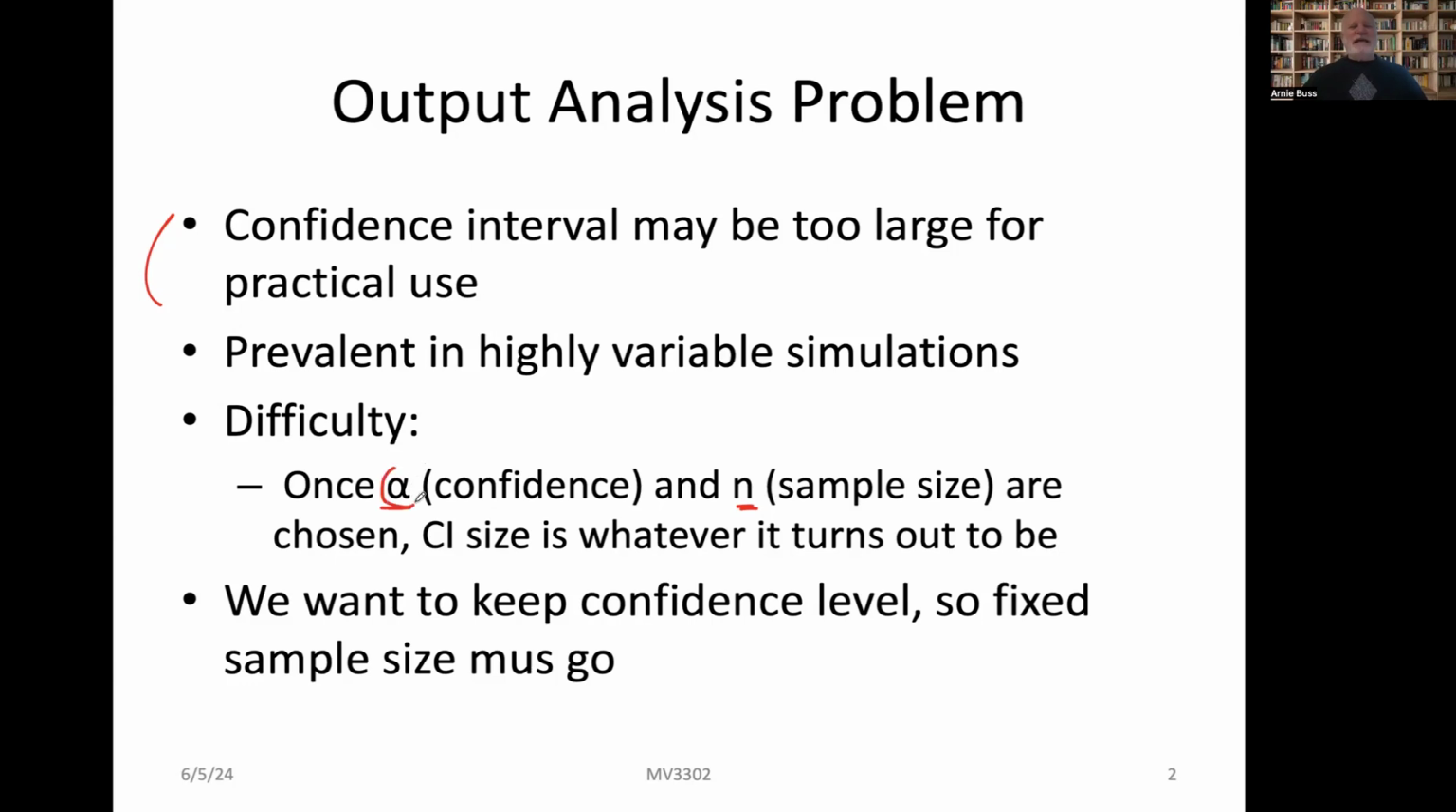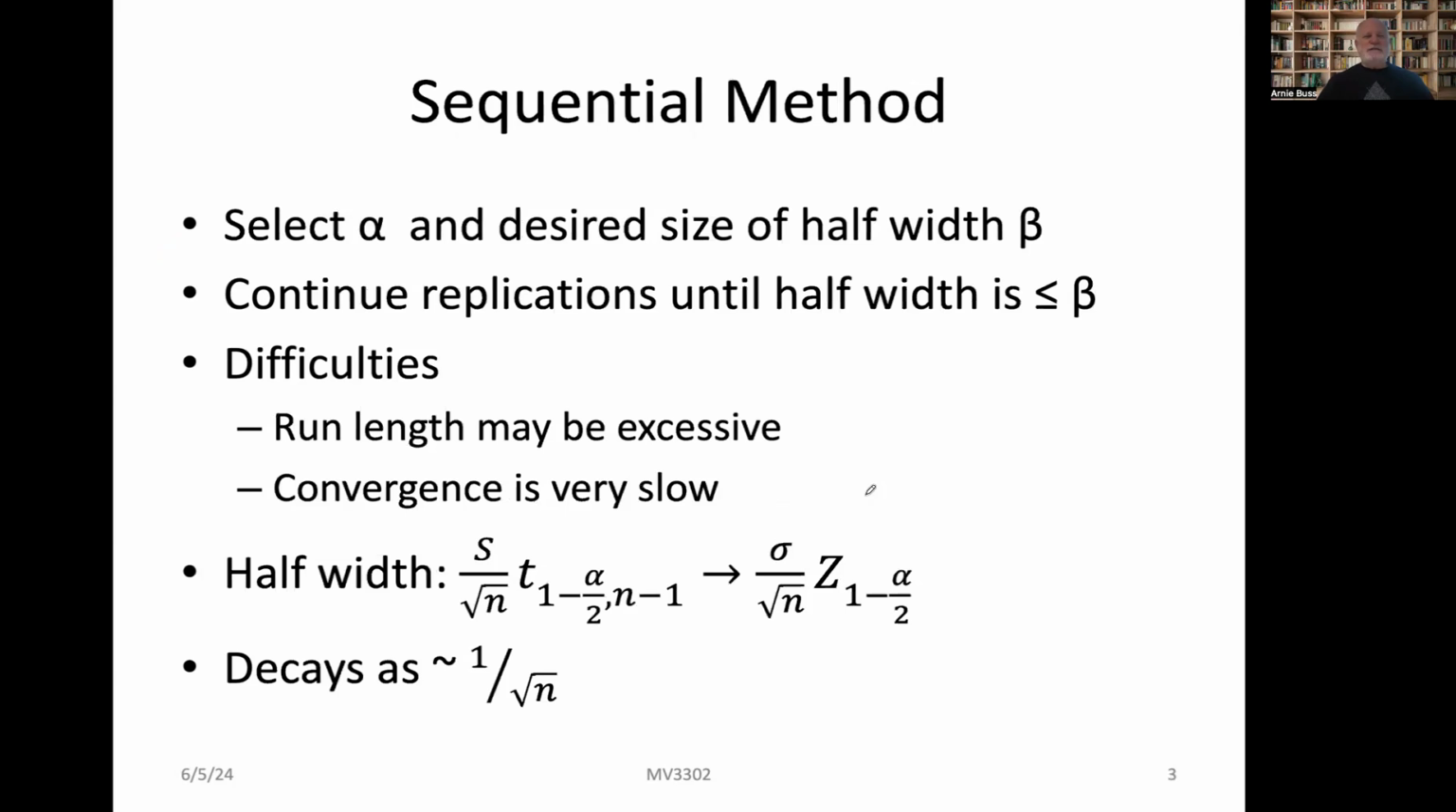Okay, so we're going to keep alpha, and that only leaves, that's the Sherlock Holmes principle: if you've eliminated all other possibilities except for one, then it's got to be that one. So we've got to ditch the fixed sample size, and there are some issues with that. So this fixed sample size must go. So what does that leave? That leaves something called the sequential method.